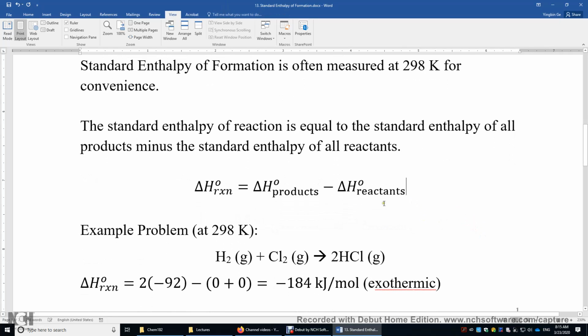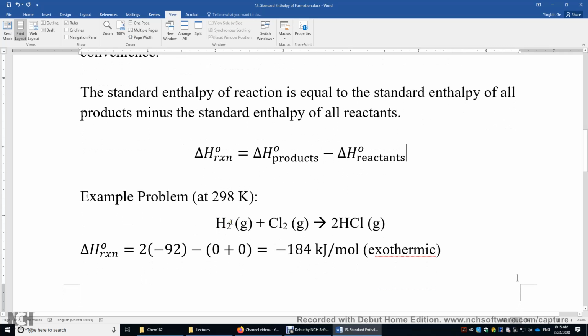Example problems. Again, we're going to assume the temperature is 298 K, because if the temperature is slightly different from room temperature, you still have roughly the same value of the standard enthalpy of reaction. H2 reacts with Cl2 to produce HCl. Very simple. You look up the enthalpy of formation of HCl, which is negative 92 kJ per mole.